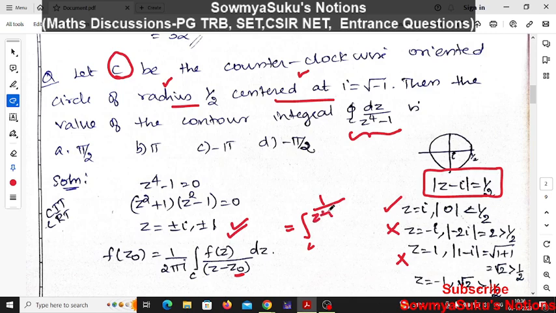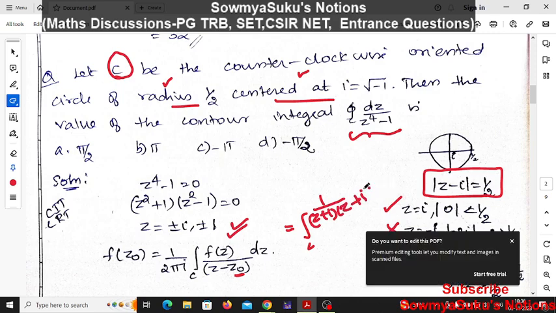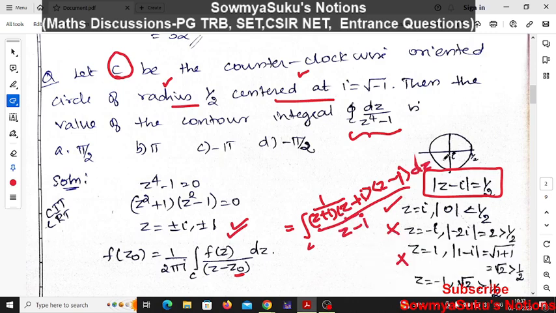z plus i, then z plus 1, then z minus 1. The only one is, okay, you can see this one. f(z) is this value. This z is equal to i should come at the denominator. So this is the f(z) value. Okay, this is f(z) value divided by z minus z naught.